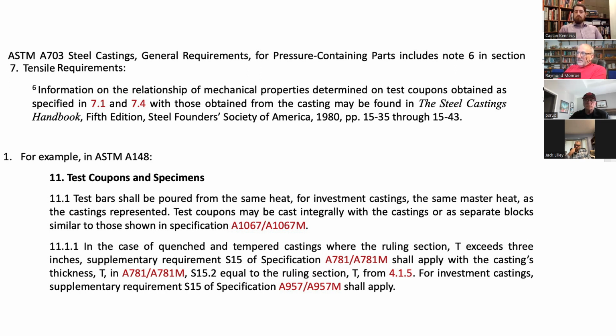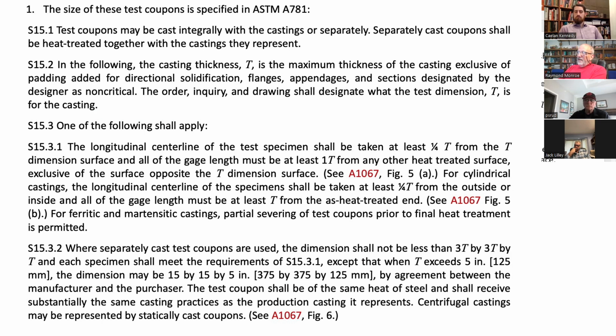But if he tells me T, then I'm supposed to use supplementary requirement S15 from 781. And S15 limits that to a 15 by 15 by 5-inch test block. So that's the largest test block. That's the only place that thick section test blocks are required, because casting users are supposed to be knowledgeable enough to understand how to translate the properties from the 1-inch bar, knowing the heat treatment, the composition, the hardenability of the alloy, how that affects the properties through the section size. They're supposed to know that.